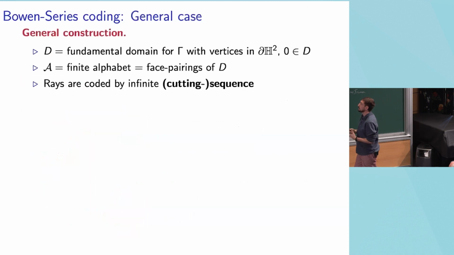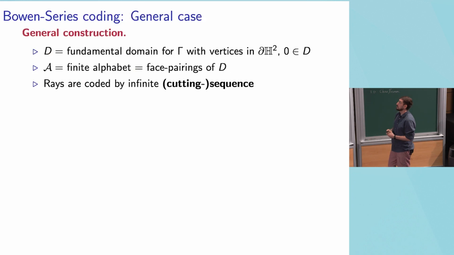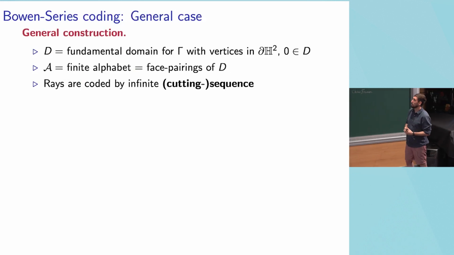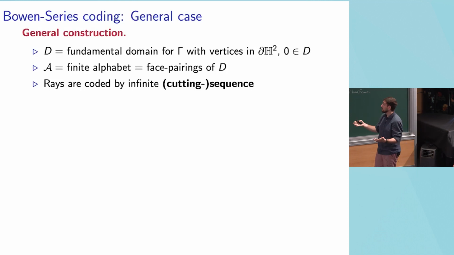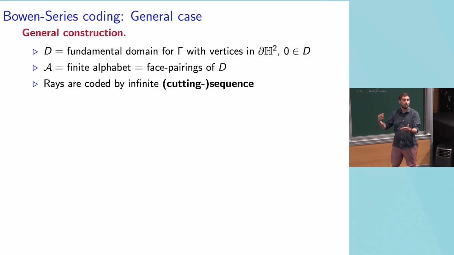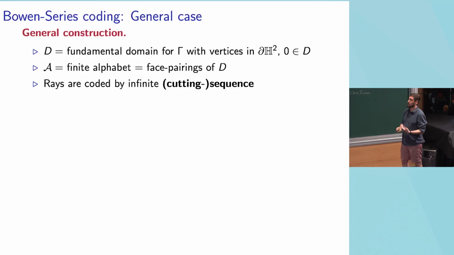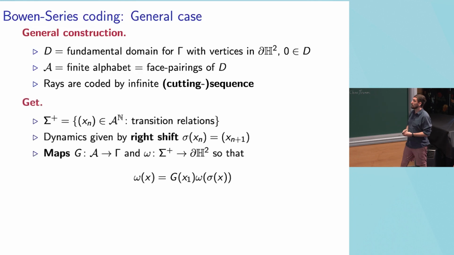Okay? So in general, we take a fundamental domain for gamma with vertices in the boundary of H2, maybe it contains the origin, and then we get a finite alphabet given by the side pairings of the fundamental domain. And then I can code rays using these cutting sequences, keeping track of the labels. Okay?